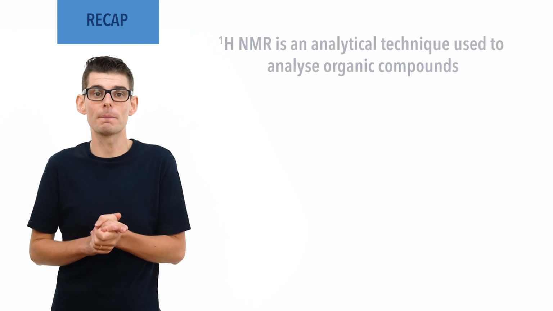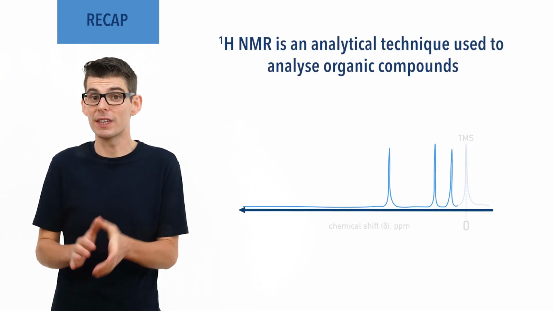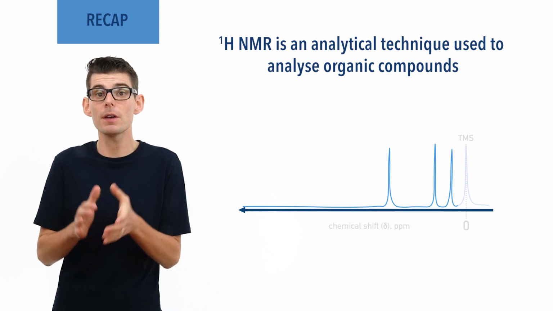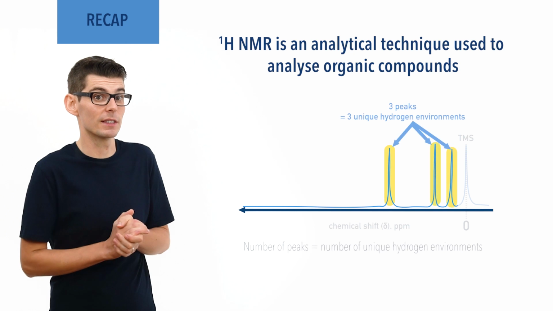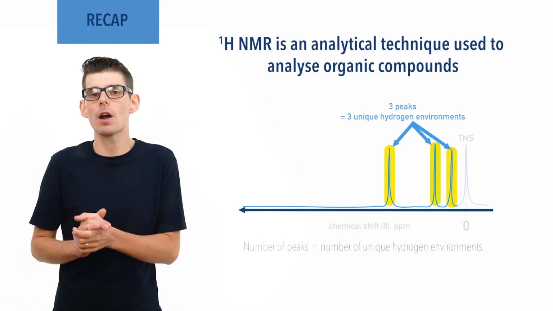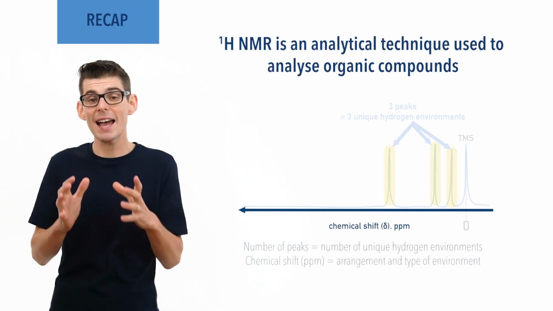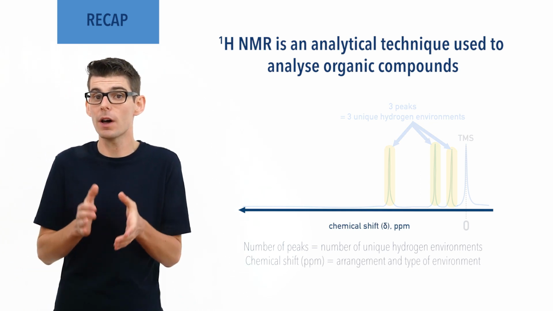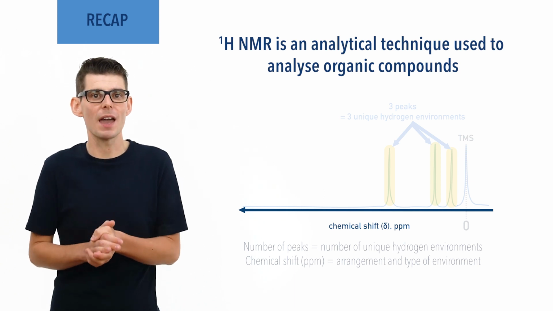As a quick recap for this video, however, proton NMR spectroscopy is a technique used to analyze compounds in organic chemistry. Spectra are produced that give information about the number of unique hydrogen environments in a molecule based on the number of peaks in the spectra, how these environments may be arranged based on the chemical shifts of these peaks, and the ratio of the number of hydrogen atoms in each environment based on the ratio of areas under each peak in the spectra.